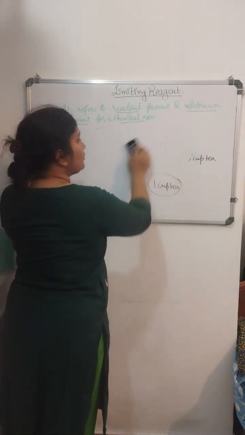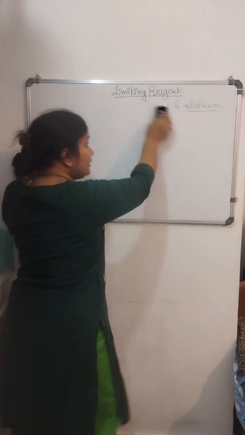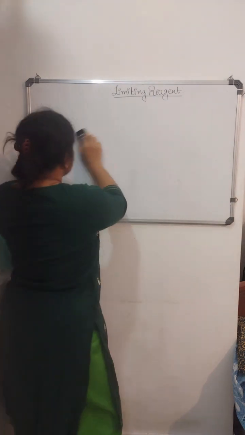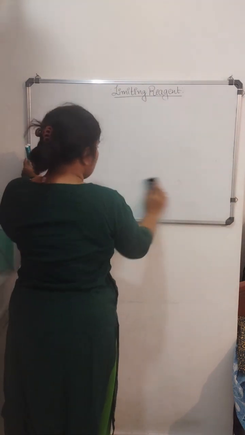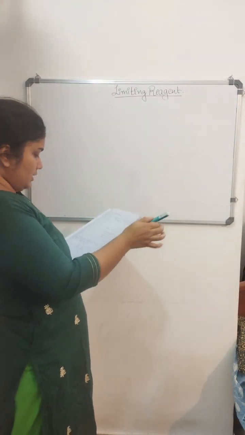Now let us see some of the problems, or let us also see how to identify a limiting reagent in the given questions. So that is what we will start. Suppose let us take a question.